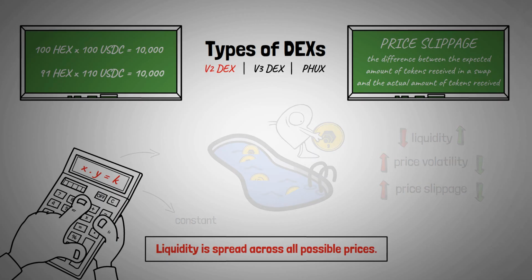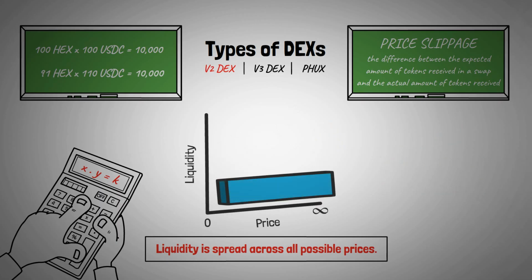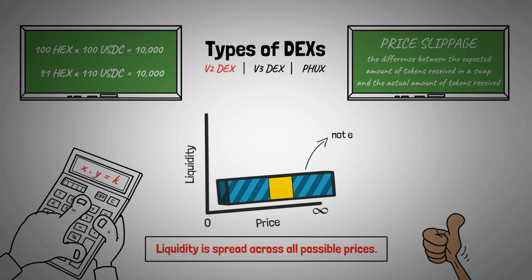By spreading liquidity, V2 DEXes enable trading at all possible prices, which is beneficial. However, this may also lead to inefficient liquidity providing, especially for non-volatile pairs where some price ranges may never be met, thus not earning the liquidity provider any fees. Meanwhile, the current price ranges might incur increased slippage and volatility due to the lack of liquidity, as the tokens are spread out too thinly.